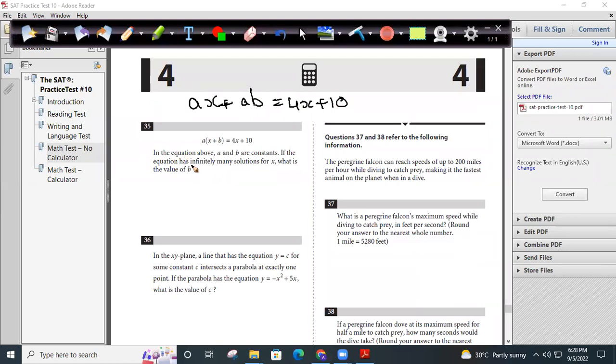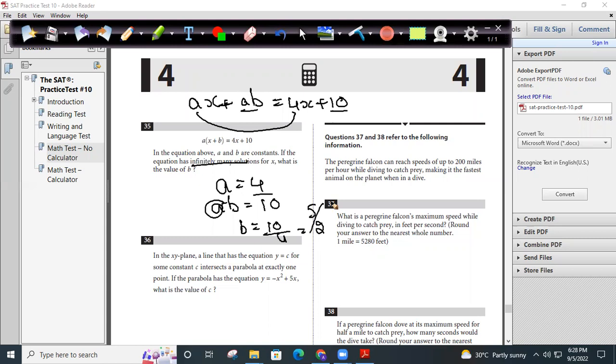We just discussed infinitely many solutions means all values of x. What should be the condition? The coefficient of x should be the same. So the first value that we get is a is equal to 4. And we also discussed constants should also be the same. ab is equal to 10, but we know the value of a is 4. So b is 10 by 4. 10 by 4 turns out to be 2.5 or 5 by 2. So 5 by 2 should be your answer.